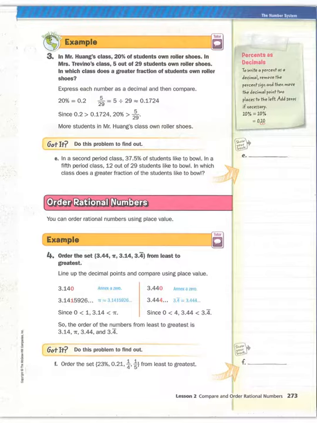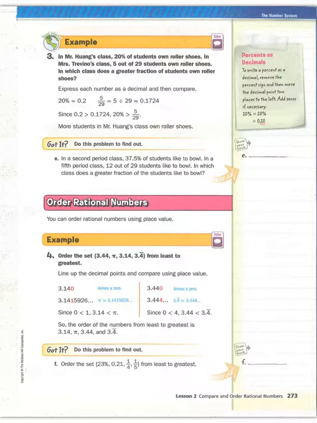Before we get into ordering rational numbers, we do have one more problem to do that's technically a comparing problem, but I wanted to save this one because it's going to help us with the ordering. So let's take a look here. Again, this is still in your notes page that you should have loaded at example 3.